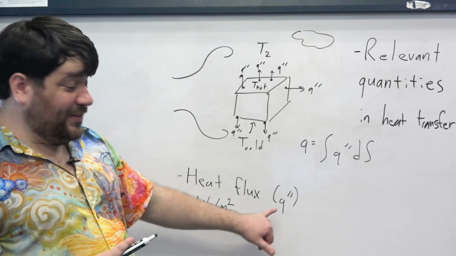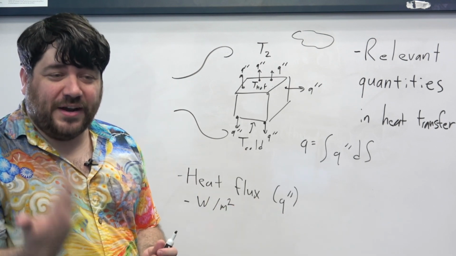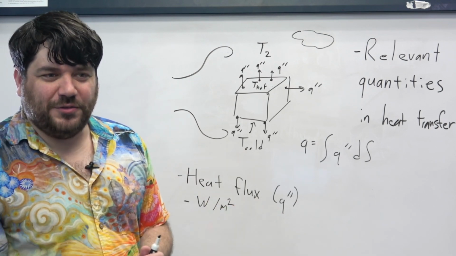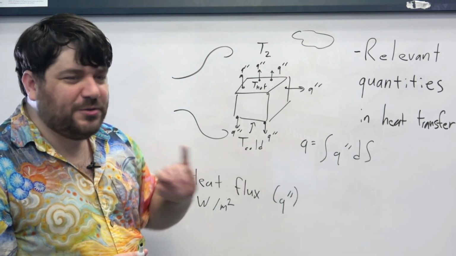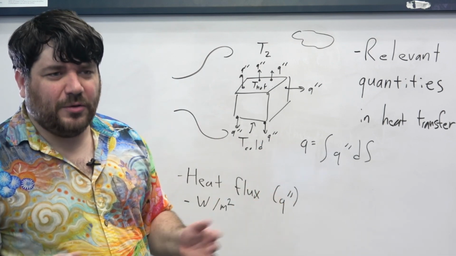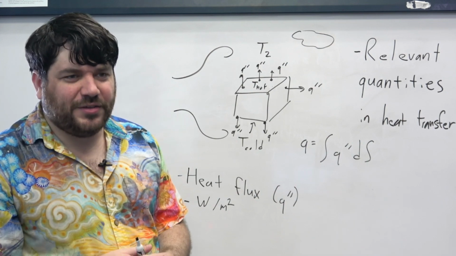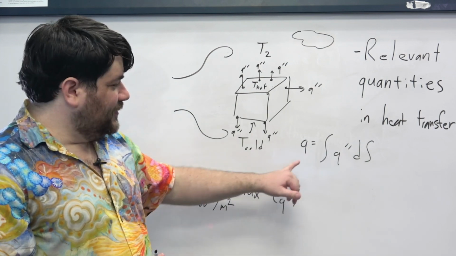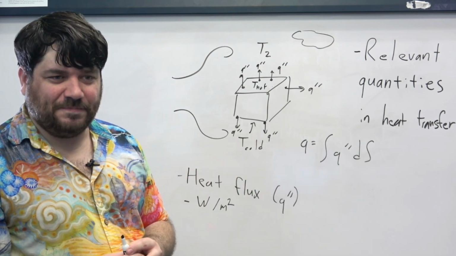And so this Q double prime is what we're actually going to try to construct equations for, okay? And then if we want to find the heat transfer rate, we'll integrate, or in most cases just multiply by a surface area in order to get that heat transfer rate from the heat fluxes.